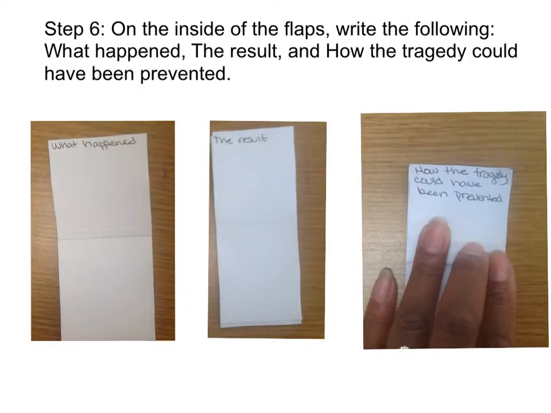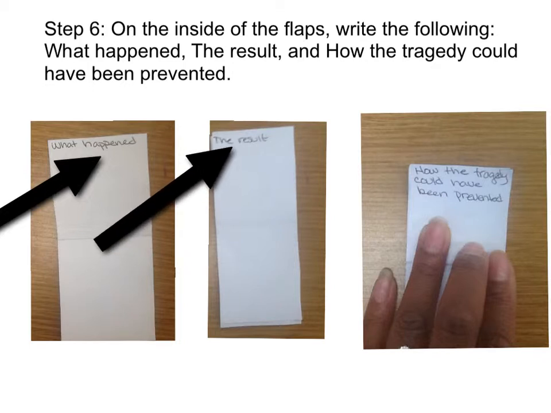Go ahead and grab one set. You should have 8 sets of foldables. Go ahead and grab one of those sets, and you're going to do some writing. On the inside of the first flap, you're going to write what happened. Then flip it over, and on the second flap in that first set, you're going to write the result. Flip the page one more time, and you're going to write how the tragedy could have been prevented. Go ahead and repeat this process with all 8 flaps.